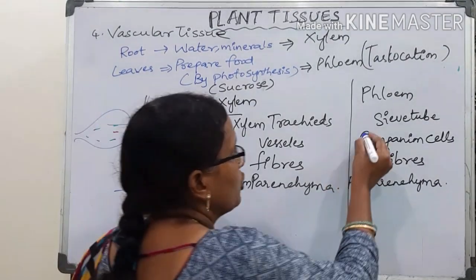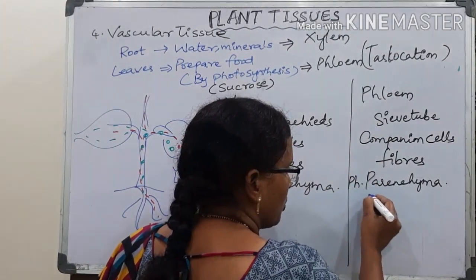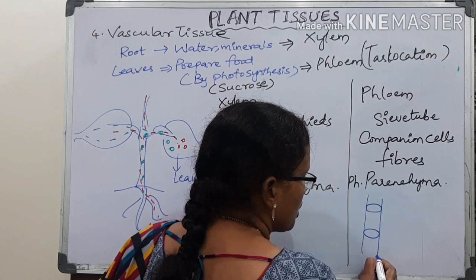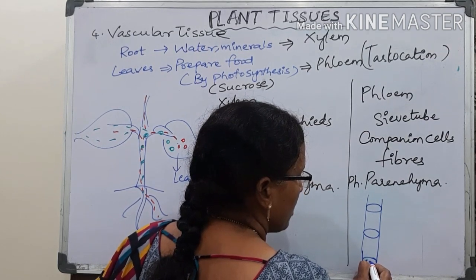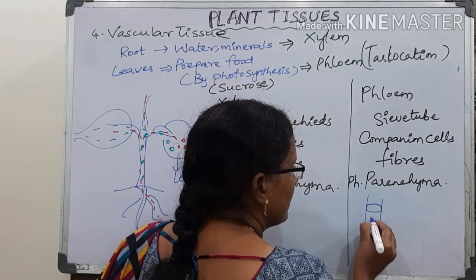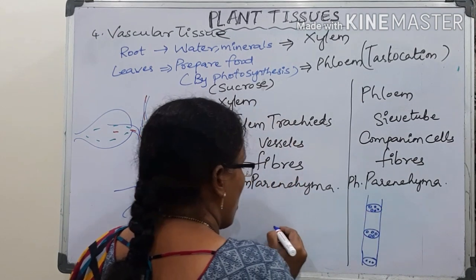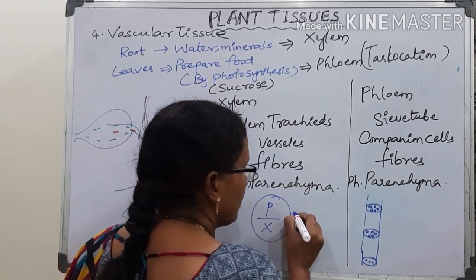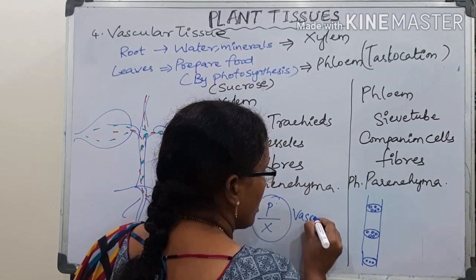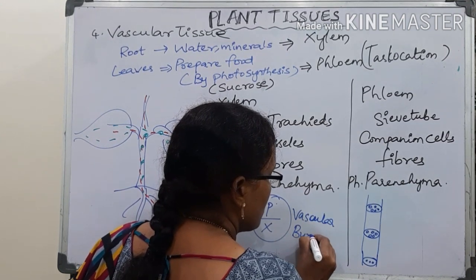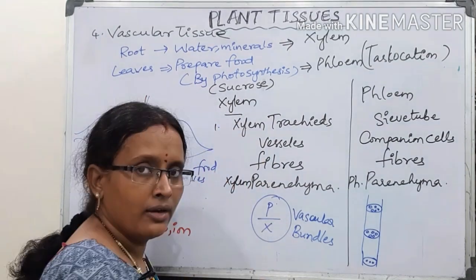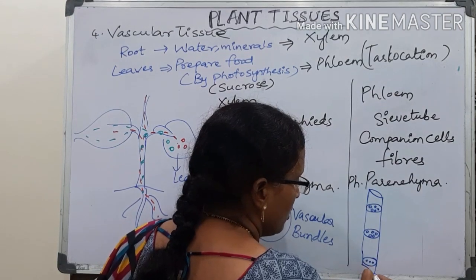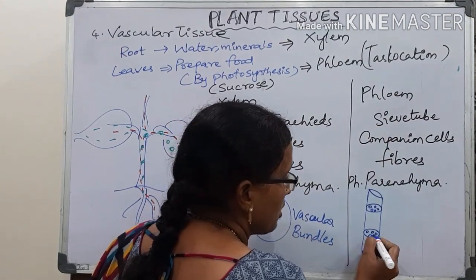The sieve tube cells lack the nucleus. Sieve tube cells have perforations, meaning holes in between them. Xylem and phloem are always present together. Both xylem and phloem together are known as a vascular bundle.